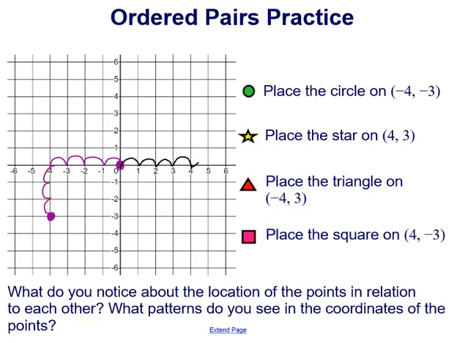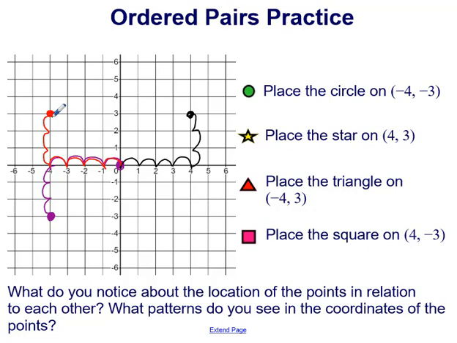And then the second number of 3 tells us to go up 3. So there's where we would mark the star. The triangle's going on -4, 3. So that tells us from the origin to go to the left 4 and up 3. So that's where we will place the triangle.